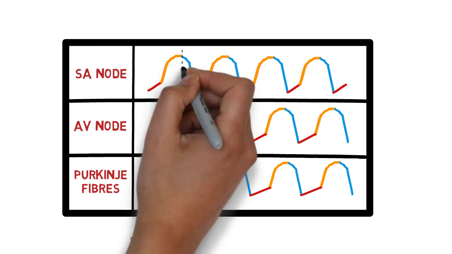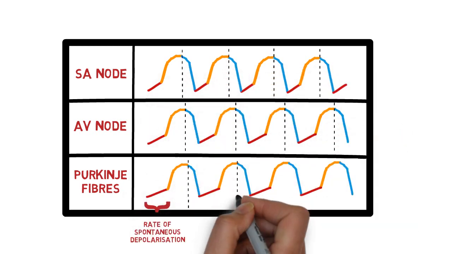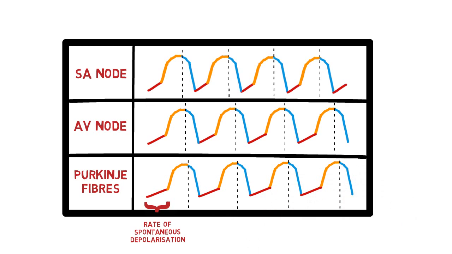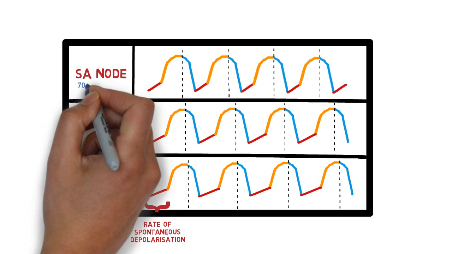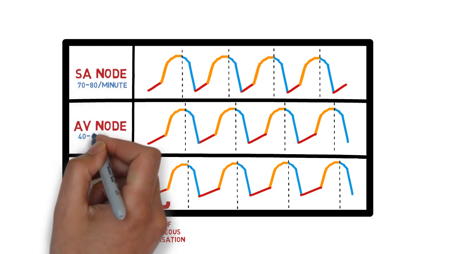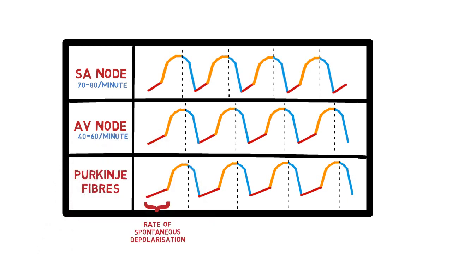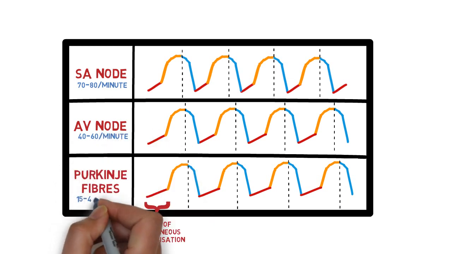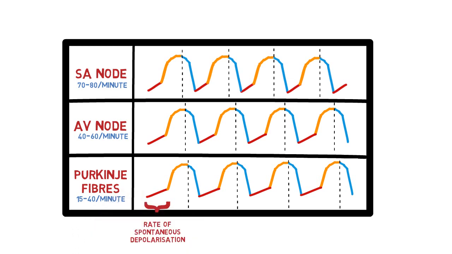If we put a reference point, let's say between the joining of the orange and blue line for each, you can see that due to the shorter time for spontaneous depolarization to take place in the SA node, it has a faster rate. It completed 4 cycles of action potential before the AV node and Purkinje fibers. In fact, the SA node excites at a rate of 70 to 80 per minute, whereas it is 40 to 60 for the AV node and 15 to 40 for Purkinje fibers. Thus, these automatically make the SA node the pacemaker.